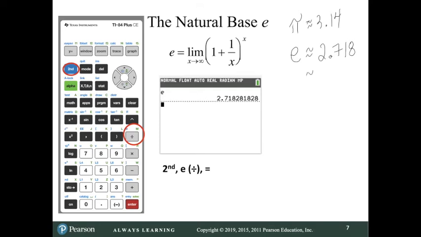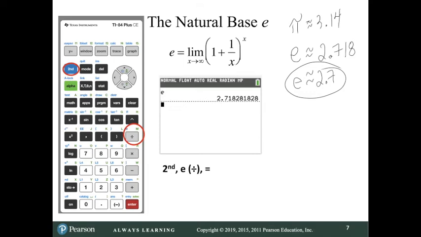But usually you only need to know the 2.7, okay? So for our purposes, if I say, what is the value of E, just tell me 2.7, because the important part is to know that it's between 2 and 3, closer to 3, okay? So when we're approximating things, we'll use E as about 2.7, okay?